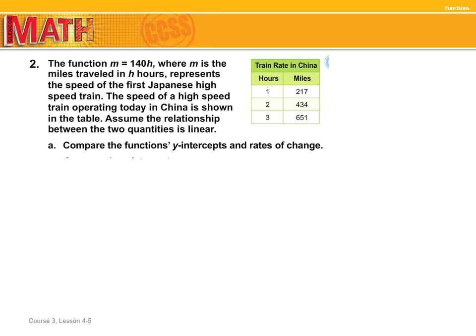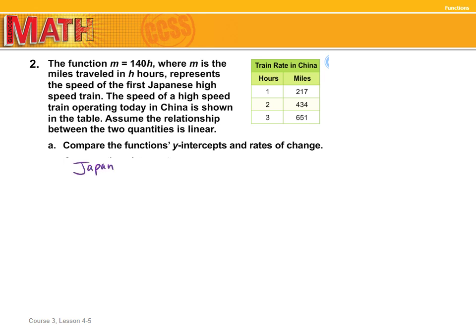Example number 2. The function m is equal to 140 times h, where m is the miles traveled in h hours, represents the speed of the first Japanese high-speed train. The speed of a high-speed train operated in China today is shown in the table. Assume the relationship between the two quantities is linear. So step A says to compare the functions' y-intercepts and rate of change. So let's look at the Japanese high-speed train first.